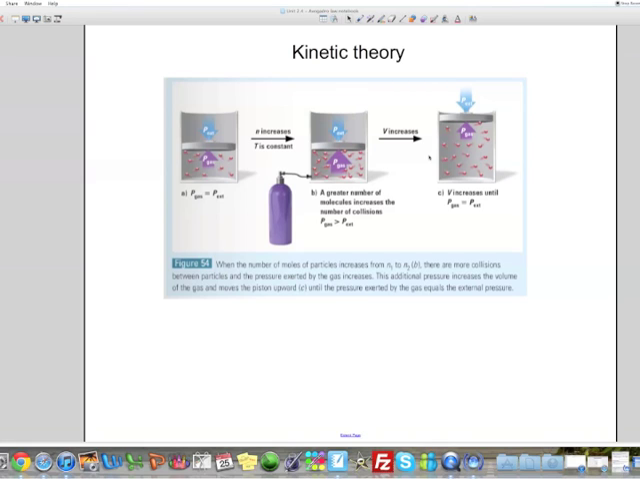Now the reverse would also be true. If I remove certain particles, then there would be fewer collisions, and we don't want that. We're trying to keep the pressure constant. So if I remove some of the particles and want to keep the amount of collisions constant, I have to take the lid down to a certain degree to allow the amount of collisions to remain the same. Okay, so that's how it works for the kinetic theory.